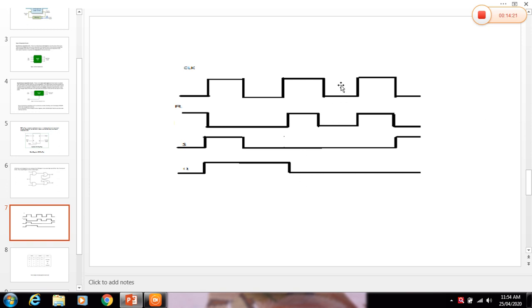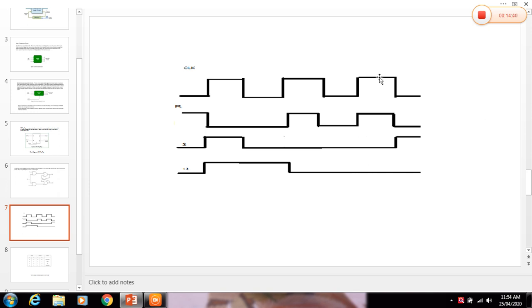We have seen a low clock pulse. It doesn't matter what R is, it doesn't matter what S is. What will the circuit do? The circuit will not change its state. So the circuit was earlier reset to 0. Now it will continue to be at 0 unless it finds another positive part.